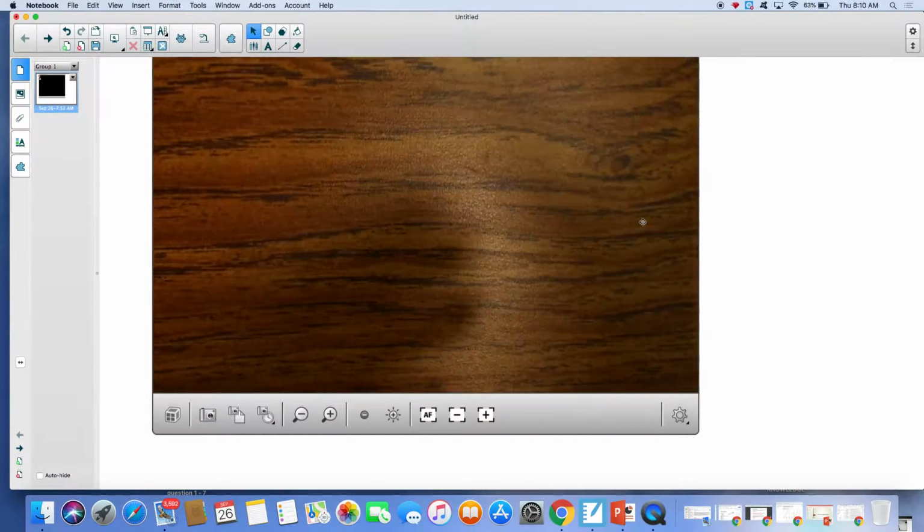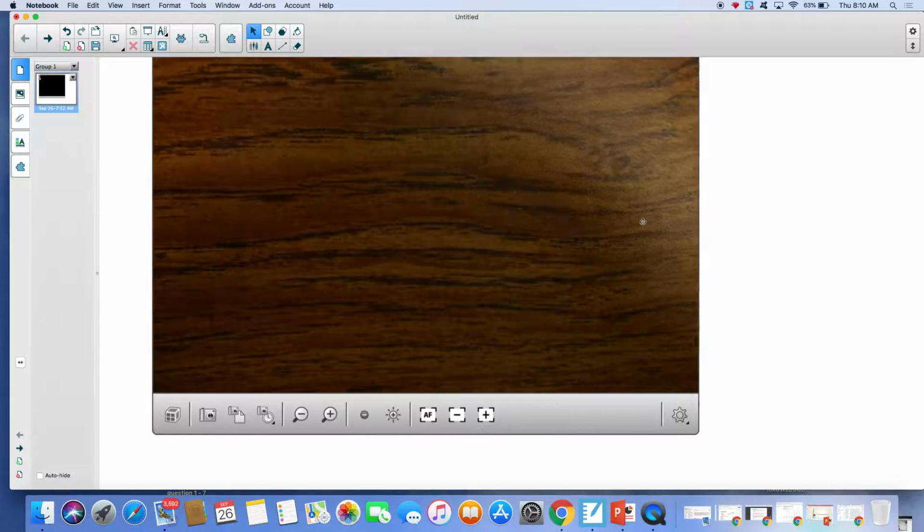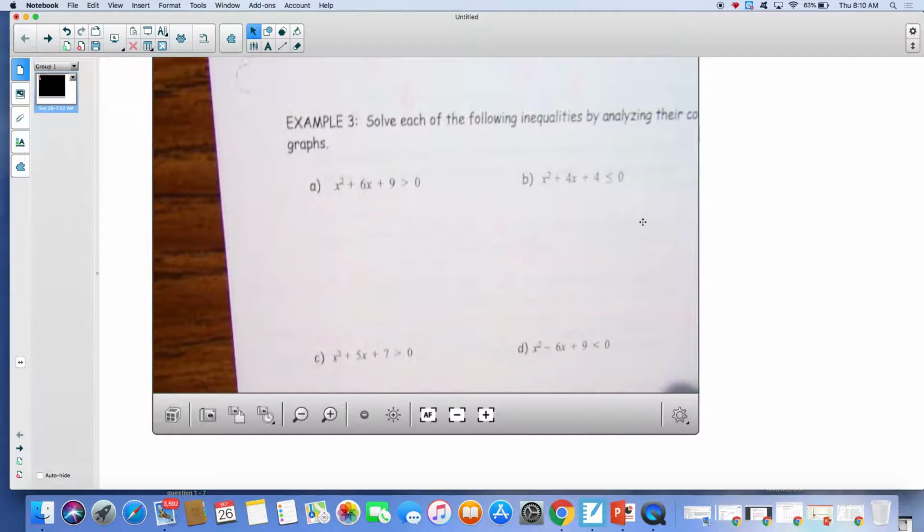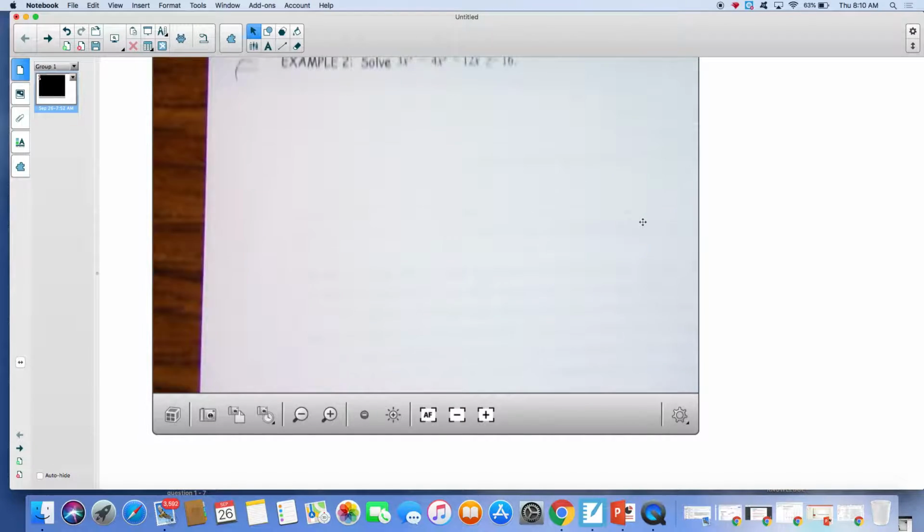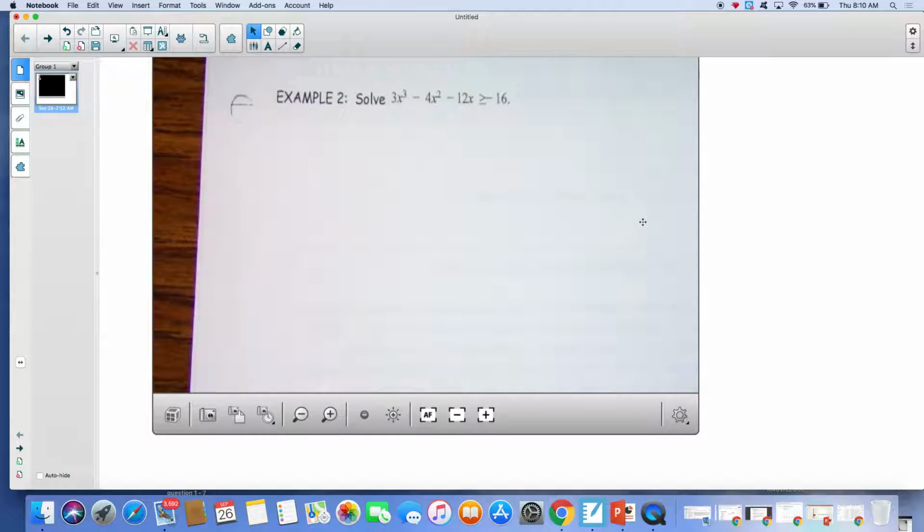All right. Example 2. Solve this. We want to know where 3x cubed minus 4x squared minus 12x is greater than or equal to -16. What's the first thing we need to find? Zero, so what's the first thing we need to do? Well, first we need to add the 16 over.